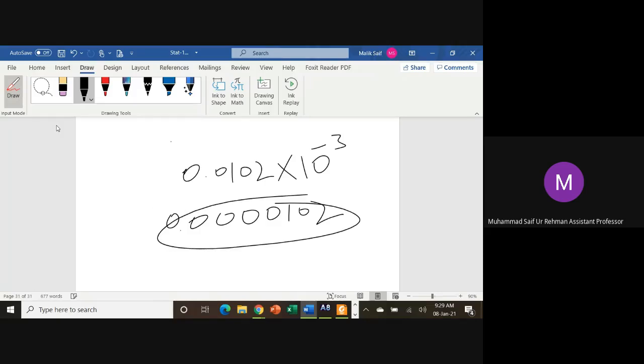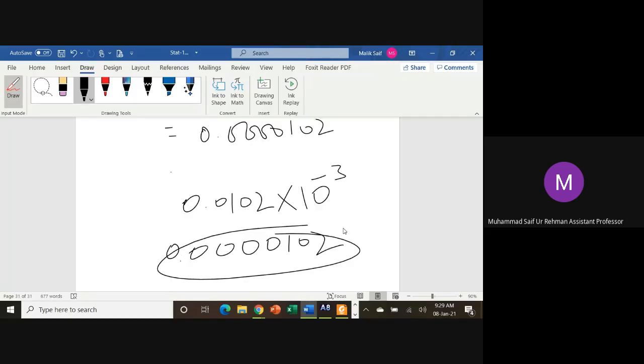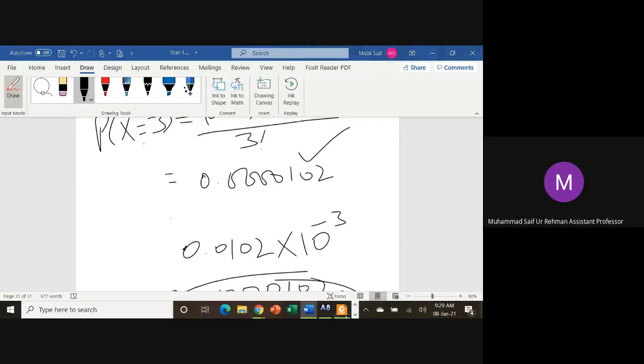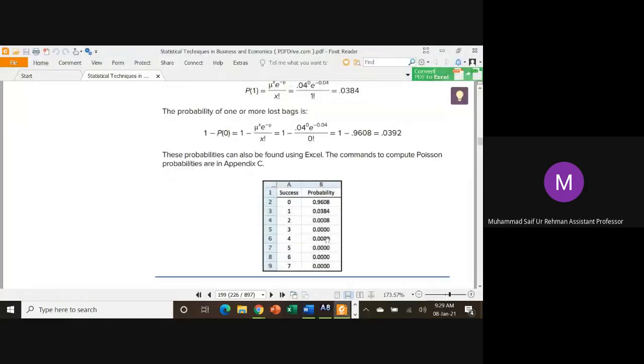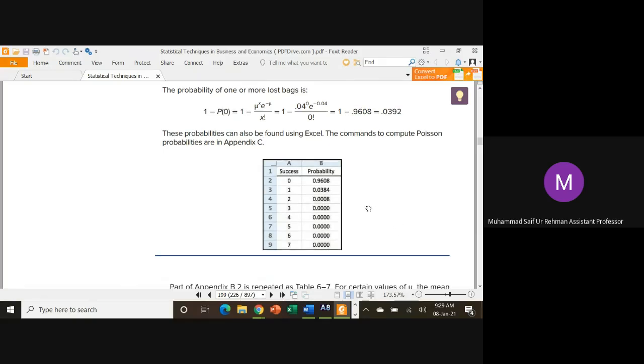Your calculator can also give you this value directly. So therefore this is the answer. And if you see this table, four zeros are there. Similarly, when the number of successes is equal to 4, 5, 6, 7, these probabilities are almost the same, very small. This is the situation that normally occurs in the Poisson probability distribution: as the number of successes increases, the probability becomes smaller and smaller. So this is the Poisson probability distribution, and we can write it in this way.